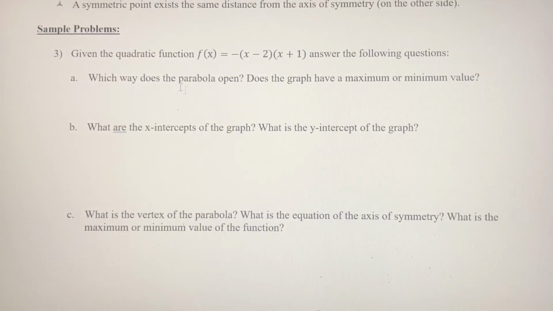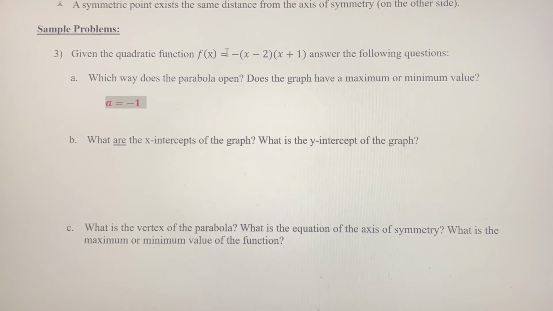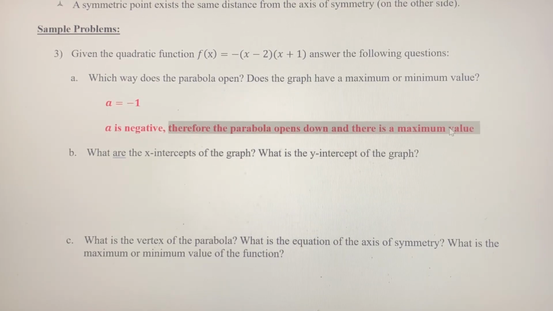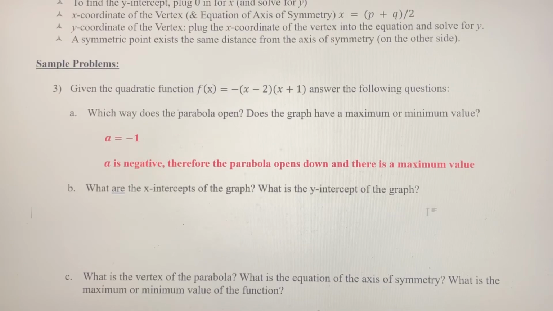So we've got our given quadratic equation here. Y equals negative, parentheses x minus 2, times parentheses x plus 1. So which way does the parabola open? Again, our a value is negative 1, so a is negative, which means our parabola opens downward, and there's going to be a maximum value.